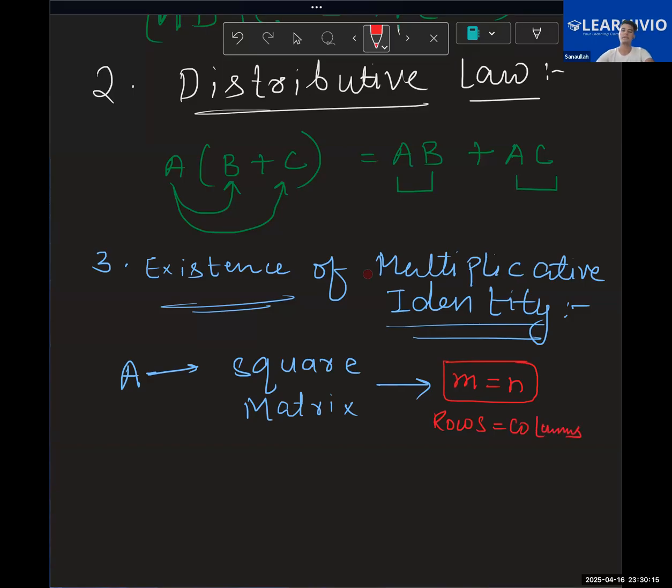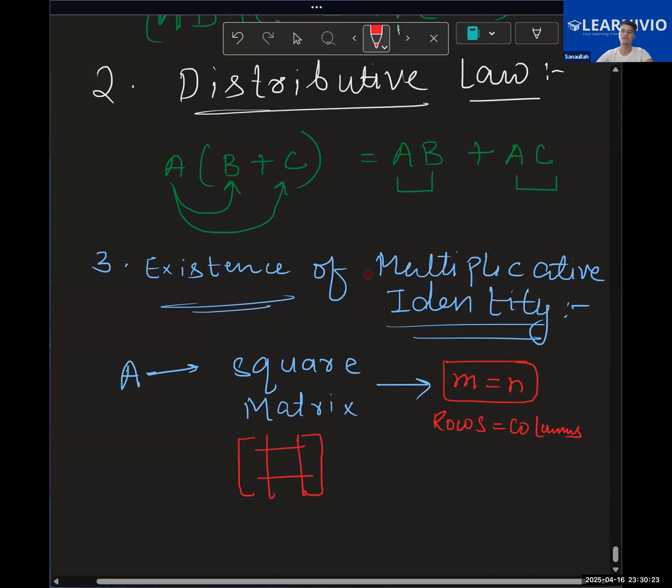Did I tell you or not? Yes, sir. Like if this is a square matrix, if I have two rows and two columns, so this is a square. This length and this length are equal. Have I told you this or not? This length and this length, this is equal.